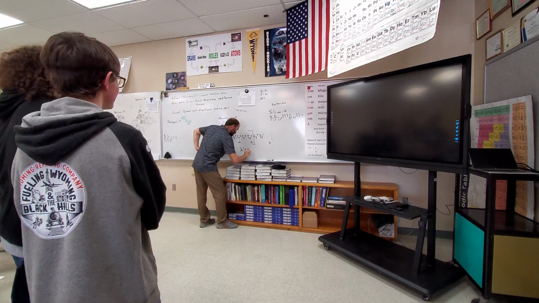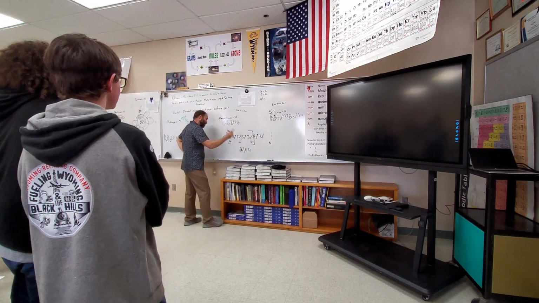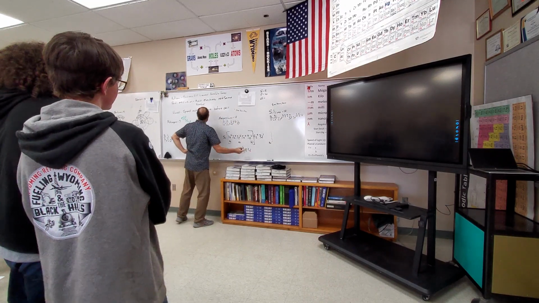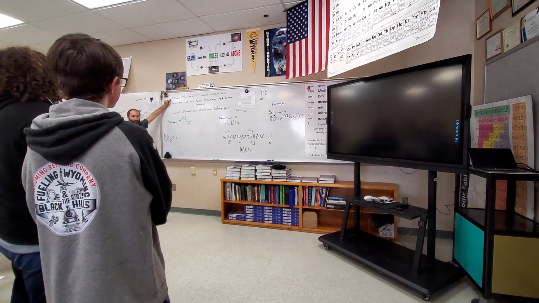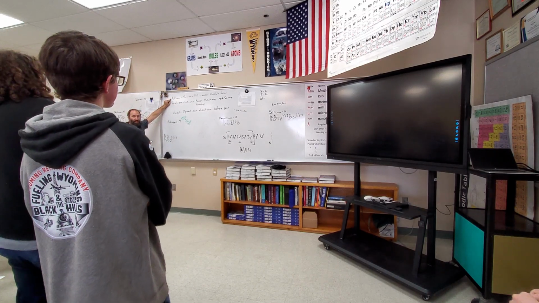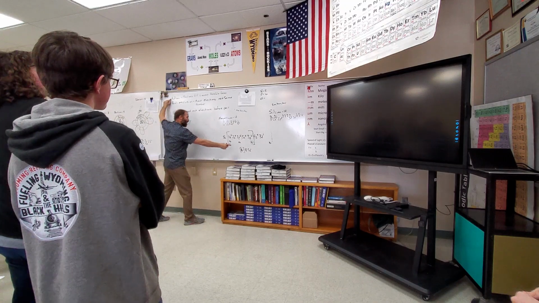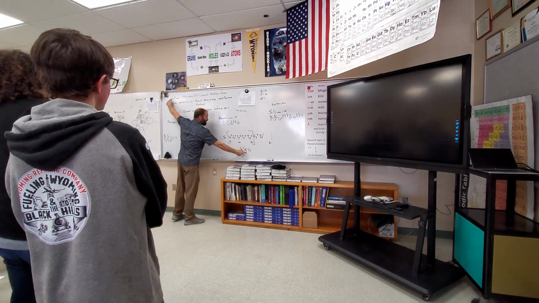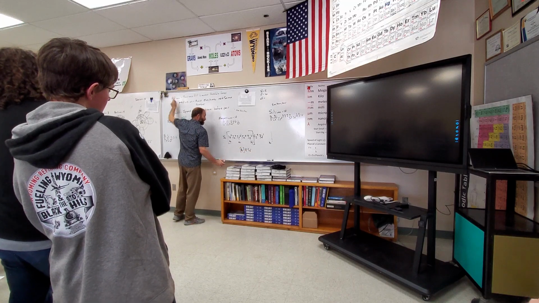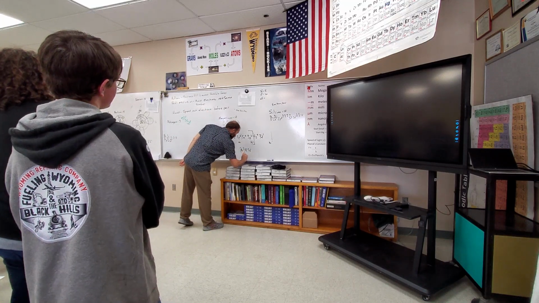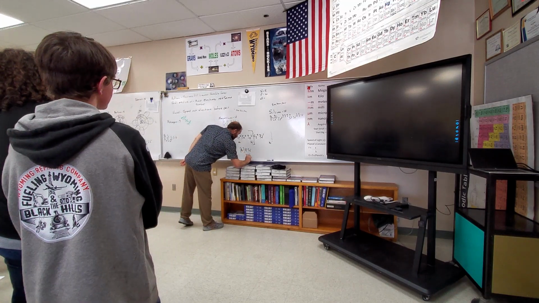4s2, 3d1. Okay, now, very important. What did Alpha say? Electrons go to the lowest possible energy. So, should I go 3 first or 4 first? I should do 3 first. Okay? So really I should go 3d1, 4s2.